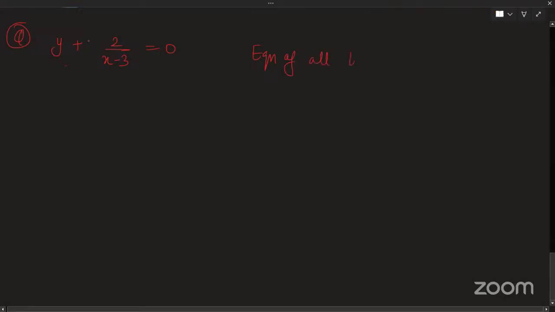So a curve has been given to me: y plus 2 by (x minus 3) is equal to 0. Okay, this is the curve I have. It is asking me the equation of all tangents to this curve which have slope equal to 2.